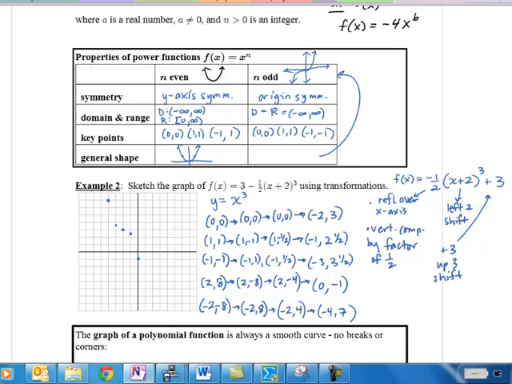Now we can see how this graph is going to fit together. So there's our graph of 3 minus 1/2 times the quantity x plus 2 to the third. And again, we are using transformations of the graph y equals x cubed, doing the shifting last and the reflection and the vertical compression first.